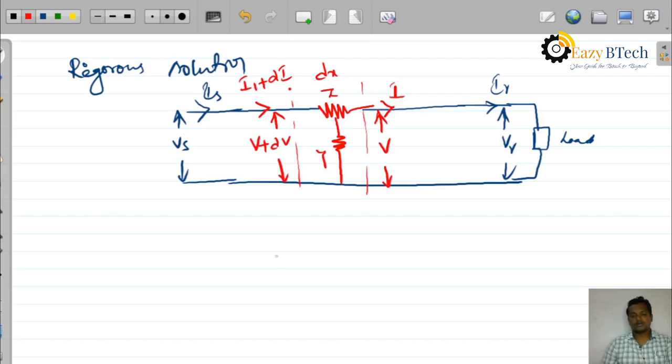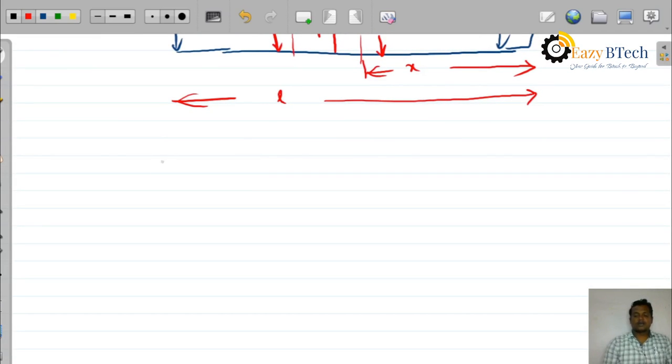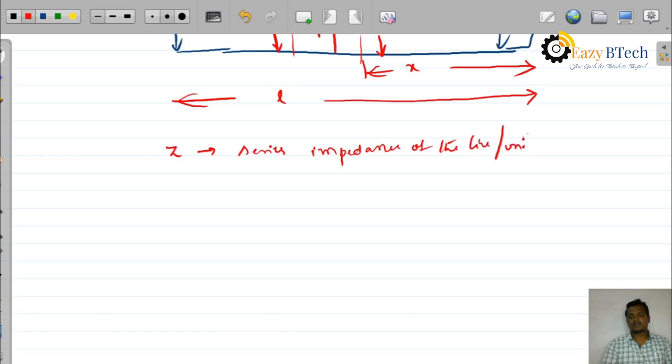Okay. Now the total length of the transmission line is L. I am considering this differential length at a distance X from the receiving end. Okay, keep in mind those points. Now, from this diagram, z is the series impedance. It is the combination of resistance and inductance, the impedance of the line per unit length. y is the shunt admittance of the line per unit length.